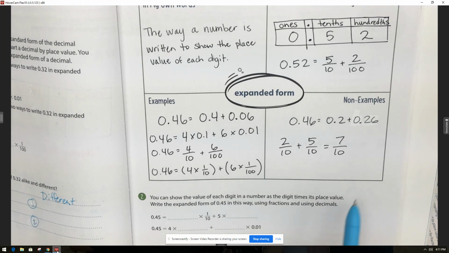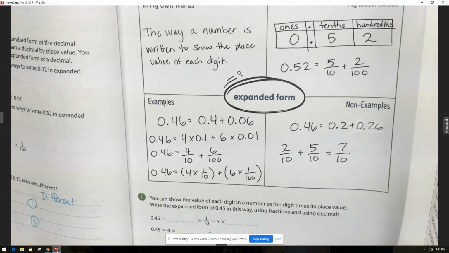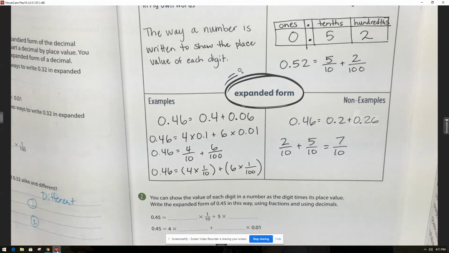With that, we are going to go ahead and complete pages 147 and 148, and then you're going to go ahead and do your exit ticket.